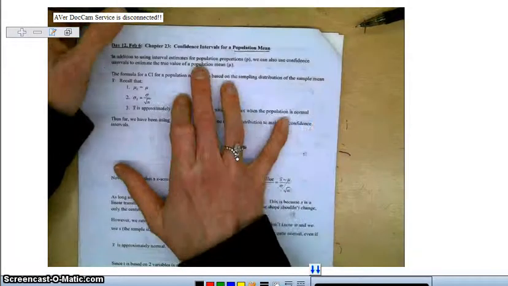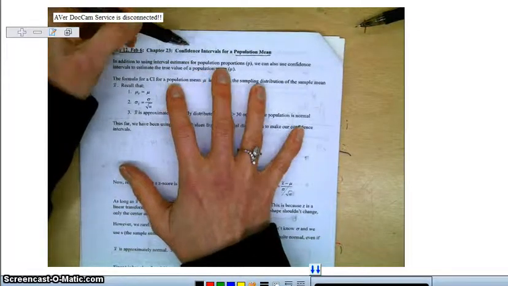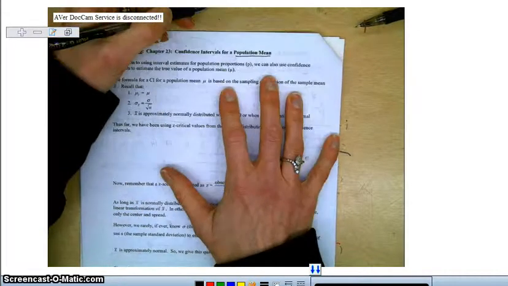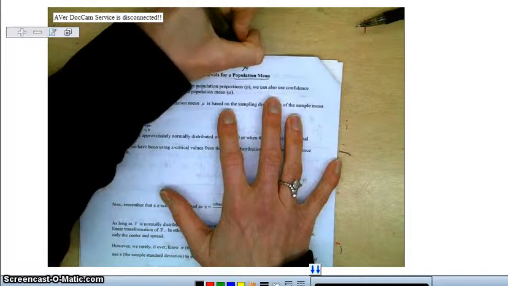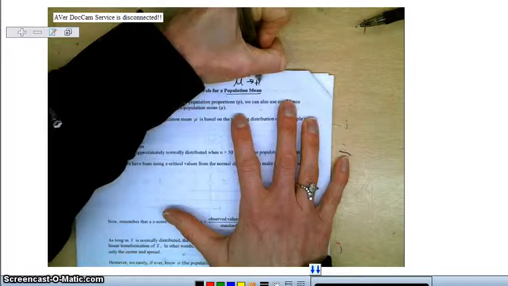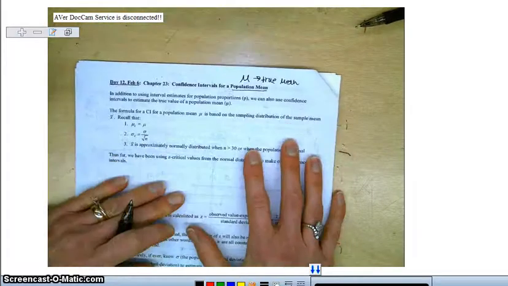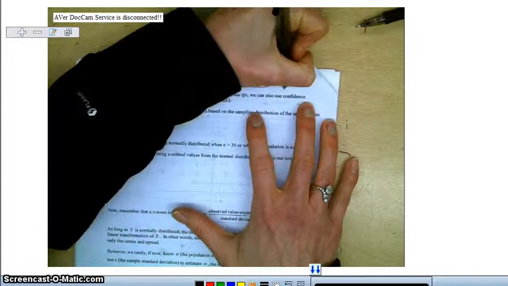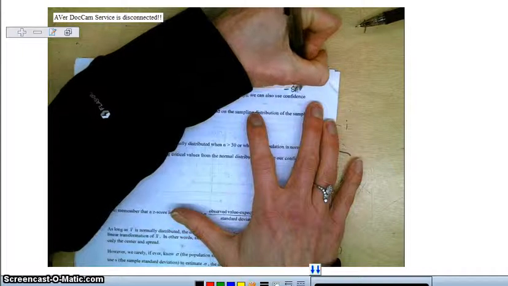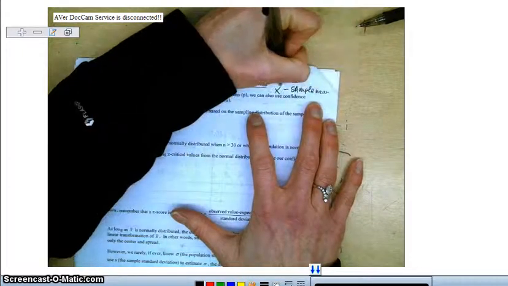Yep, exactly. Okay, so chapter 23 now. We're going to talk about confidence intervals for a population mean. So mu is the true population mean. The true mean. And what is the sample mean? What do we use to represent the sample mean? X bar. Okay, the sample mean is X bar.